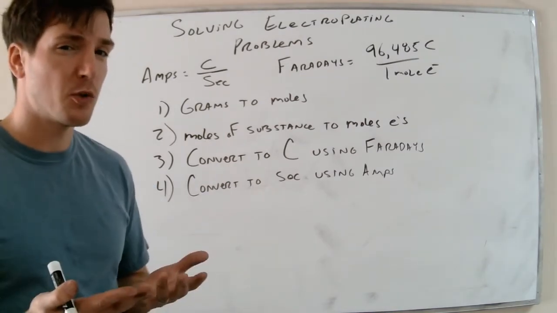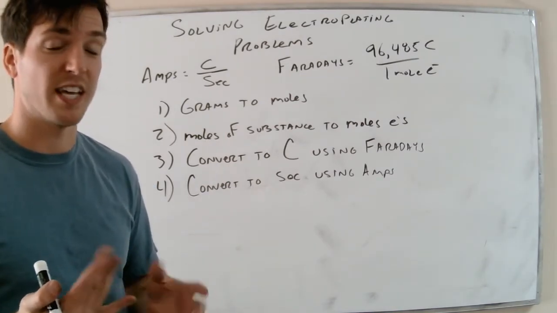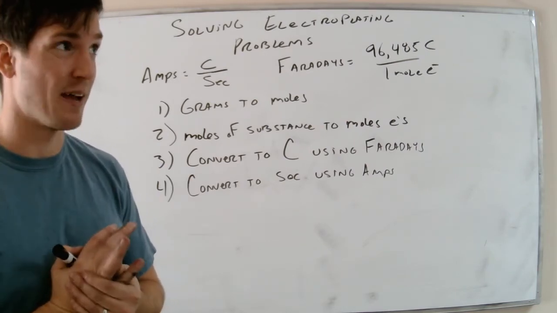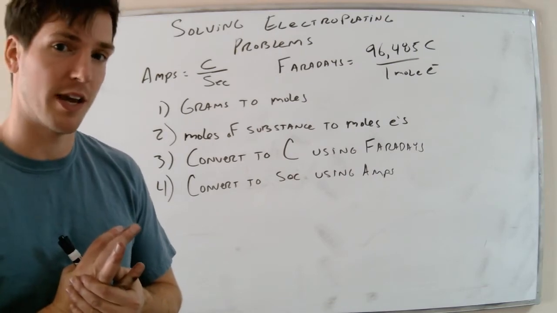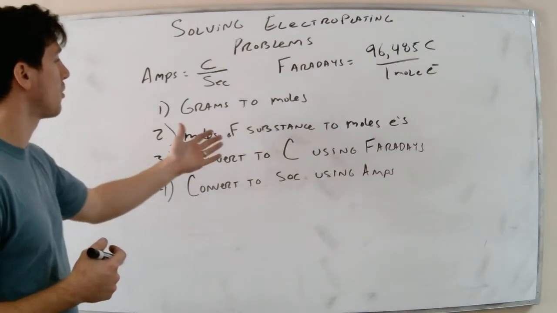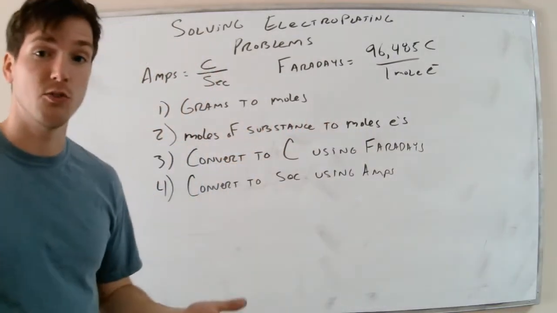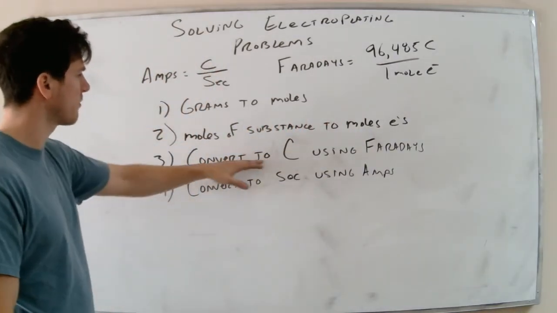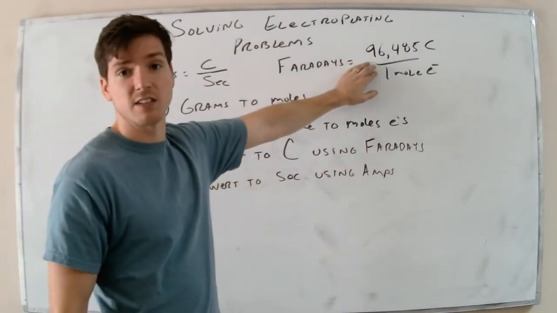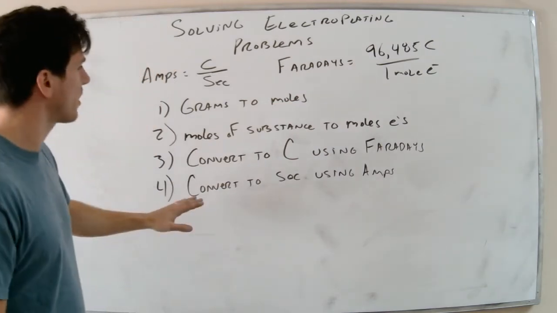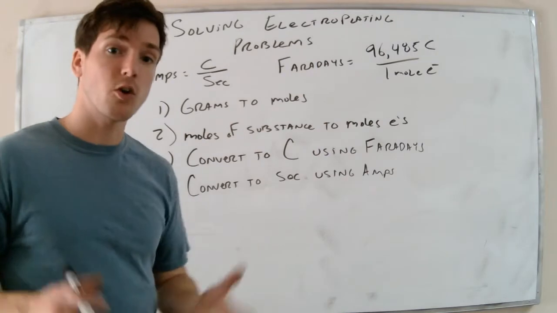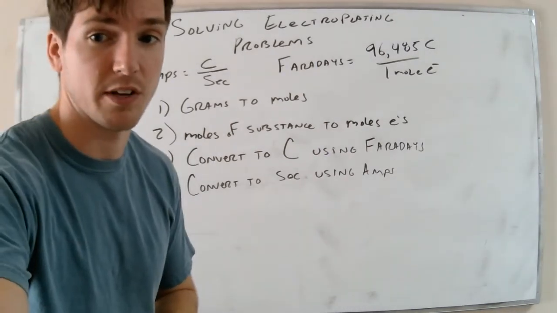And what we're pretty much doing here is we're just doing dimensional analysis to get from grams of a certain metal to seconds of time it takes to make that amount of metal, okay? And so what we do is we'll convert grams to moles. We'll change moles of the substance to moles of electrons using a mole ratio. We'll convert those moles of electrons to coulombs using Faraday's constant up here and using those units. And then we'll convert those coulombs to seconds using our amps. So let's go ahead and dive in and get a couple of these examples done.